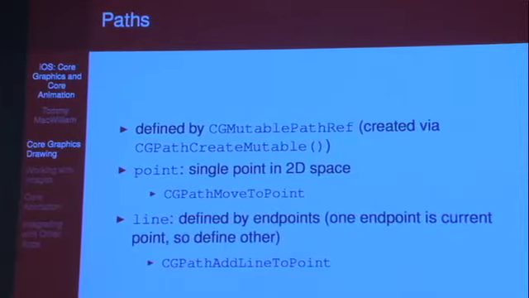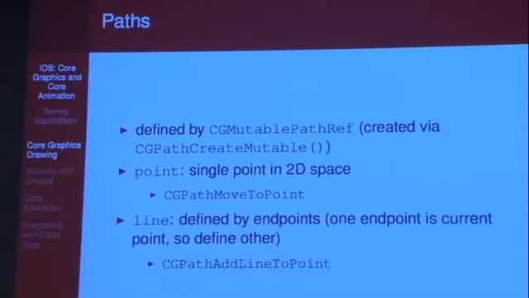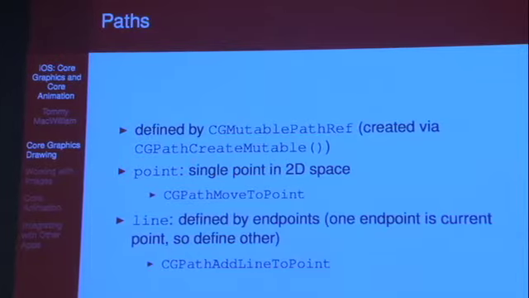This is standard C. The two basic concepts in a path are a point, which will define all the points that can be connected by a line or a curve, and then the line itself. A line we're just going to be defining as a series of endpoints.